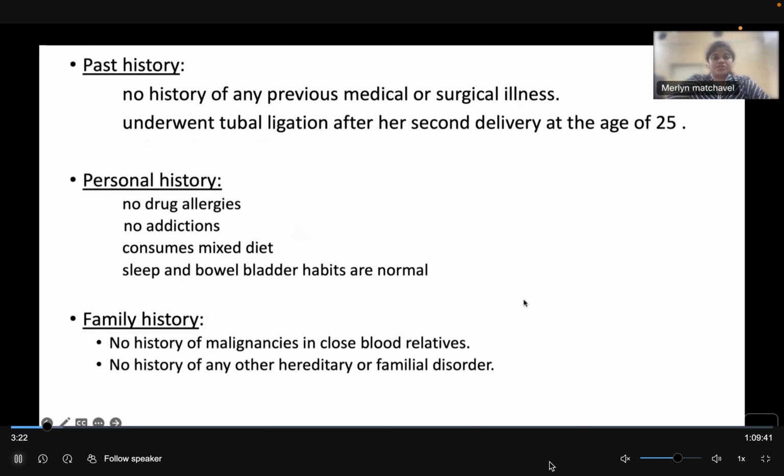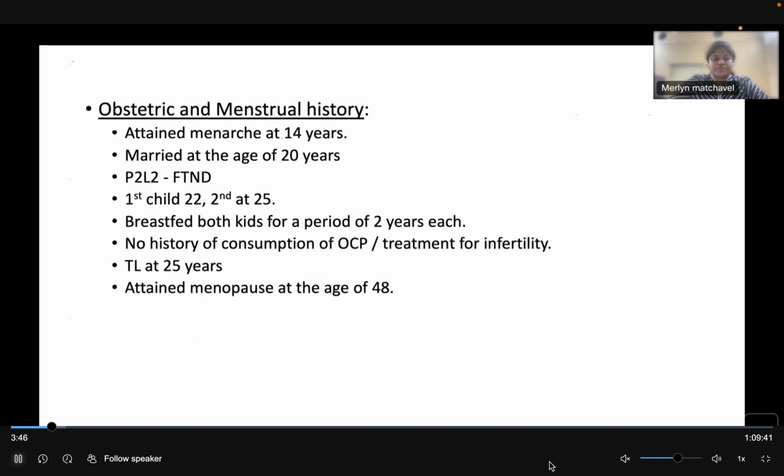In the past history, she had no history of any previous medical or surgical illness. She underwent a tubal ligation after her second delivery at the age of 25. She had no history of any drug allergies, no addictions. She consumes a mixed diet. Her sleep, bowel, and bladder habits are normal. She does not have any history of malignancies in her close blood relatives, and there is no history of any other hereditary or familial disorder.